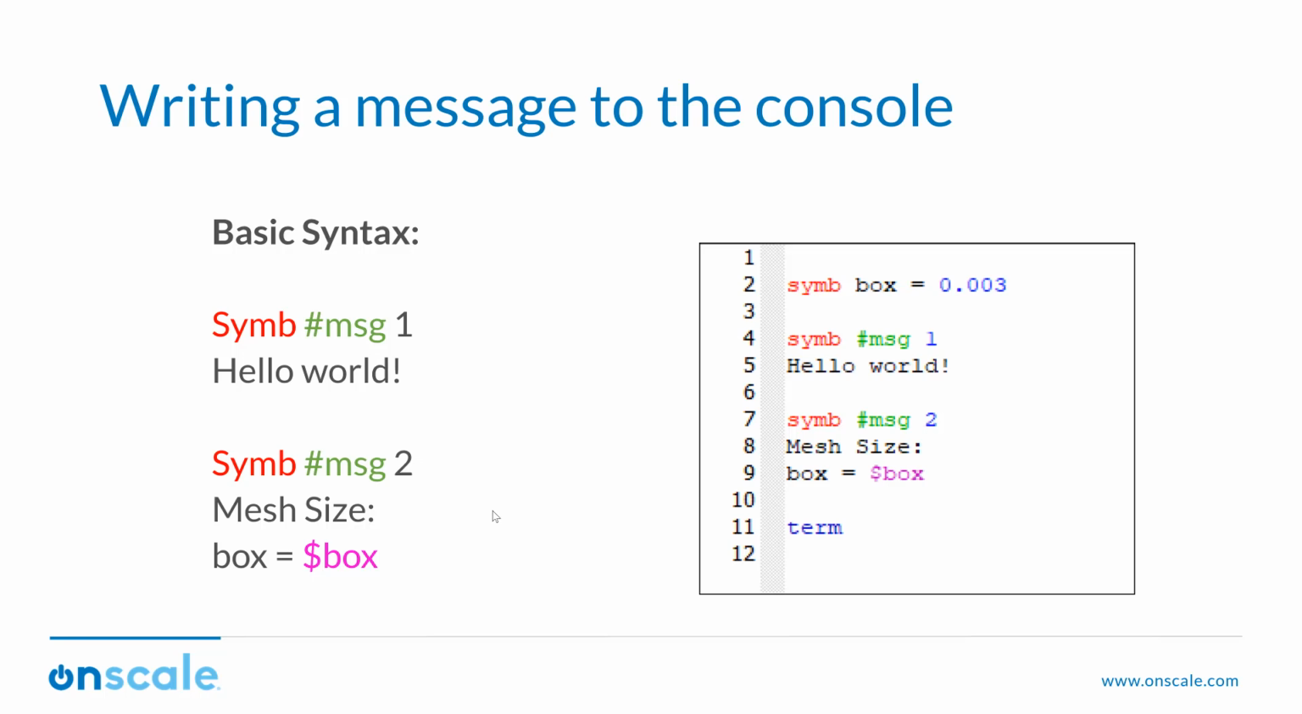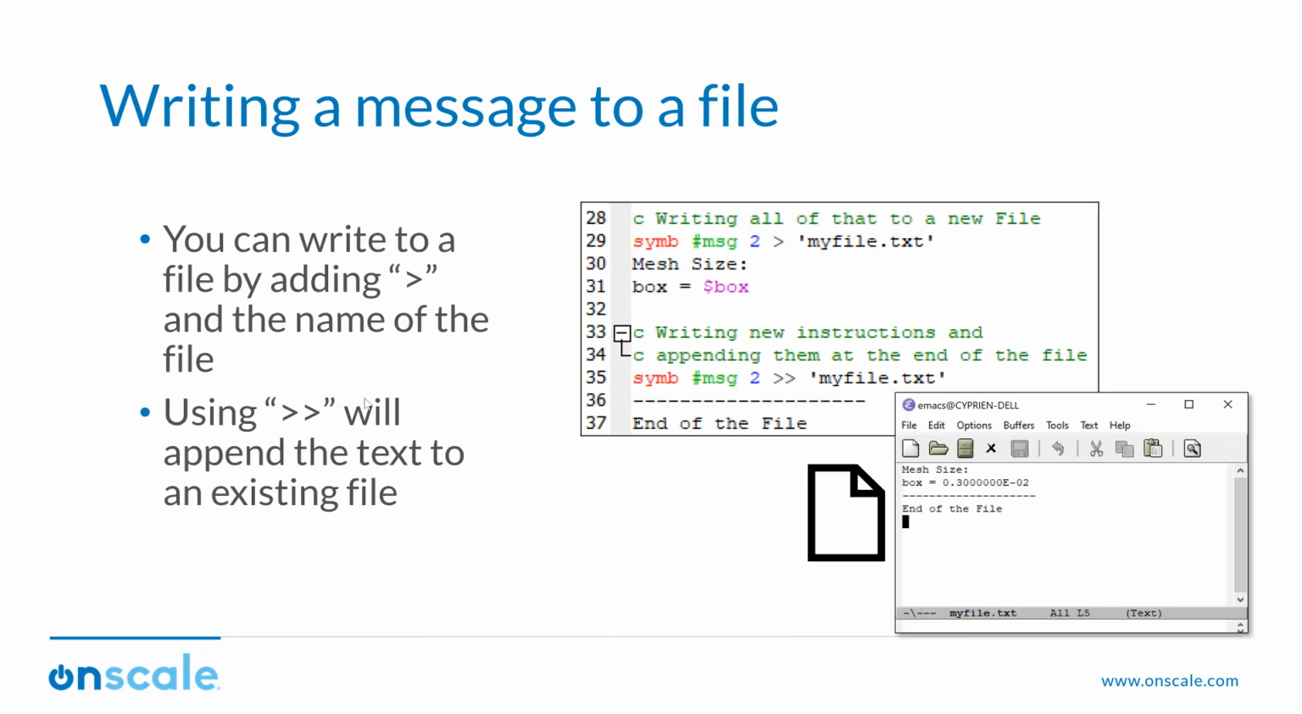Okay, so it's nice to print those messages in the console, but what if I want those messages printed into a file? It's actually pretty easy to do. The only thing you have to do is to add this greater than sign right after the message number, and you put the name of the file you want it to be saved in. And if you put 2 signs like this, it will append the text to an existing file. So just 1 sign will create a new text file and overwrite whatever text file already existed before. But if you put 2, this will actually append to it.